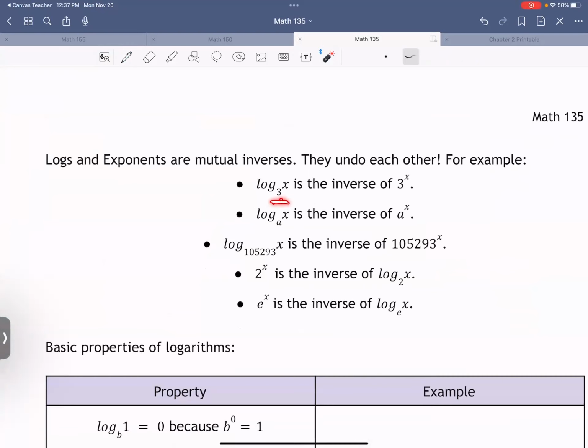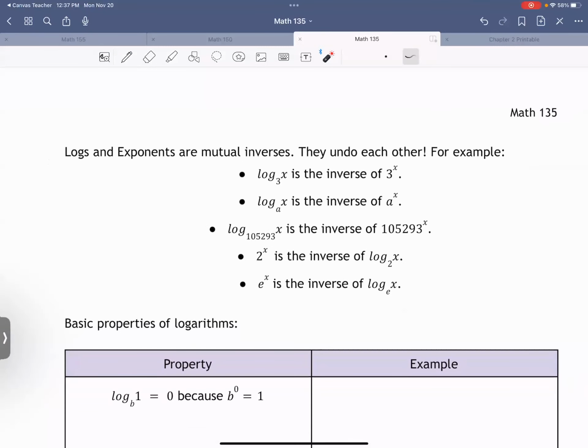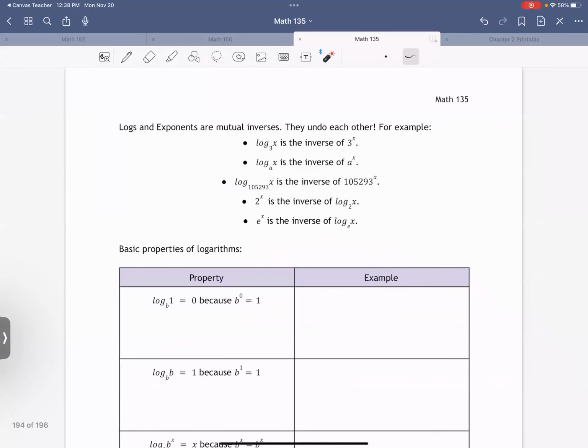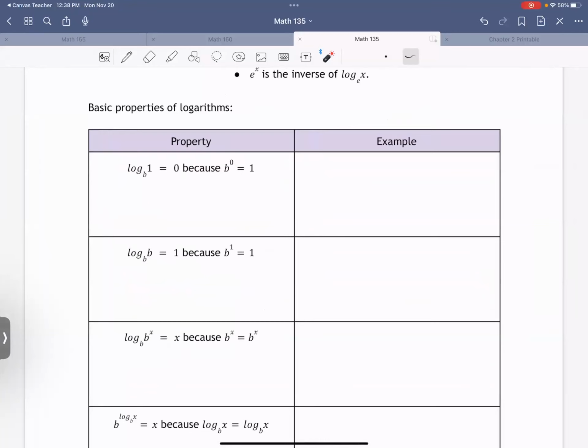So log base 3 of x will cancel out 3 to the x because the 3's match, right? Like log of, I don't know, 105,293, it would be the inverse of this function. They would cancel each other out. If they have different bases, they can't cancel each other out, only if they're the same, okay? It goes the other way as well. So if I wanted to find the inverse of 2 to the x, it'd be log base 2 of x, okay?